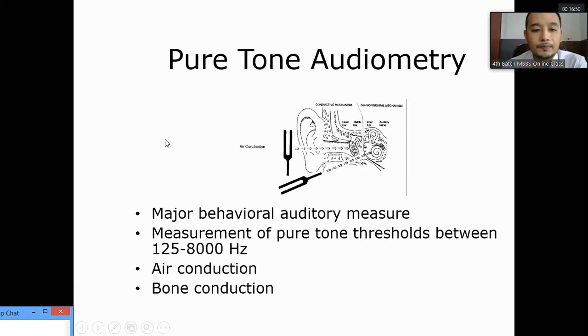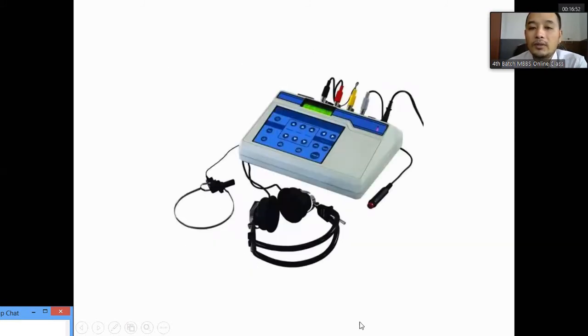Now this is the pure tone audiometer. This is an electronic machine. There is provision for giving different frequency sounds ranging from 125 to 8000 hertz, and different intensities from -10 decibels to 120 decibels. This is the earphone for air conduction, and this is the bone vibrator, which is to be placed over the mastoid bone to measure bone conduction.